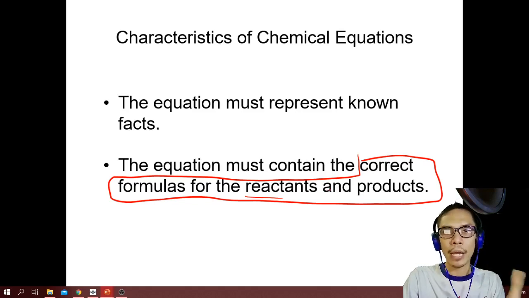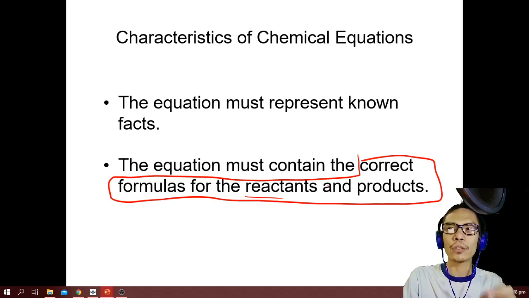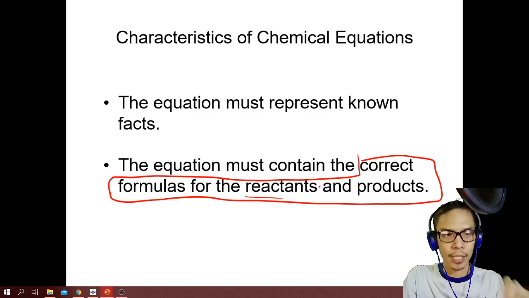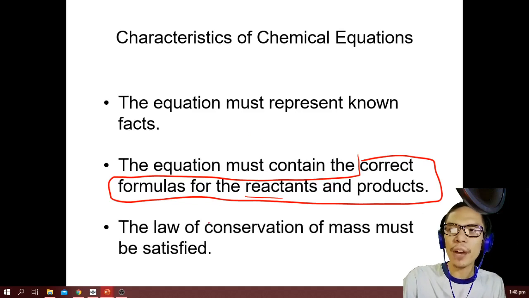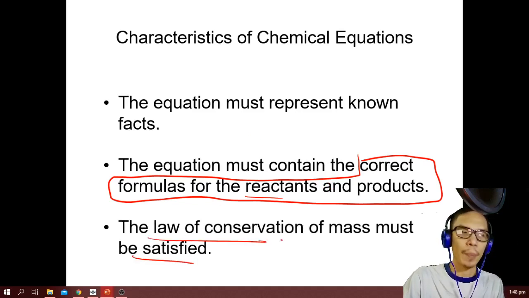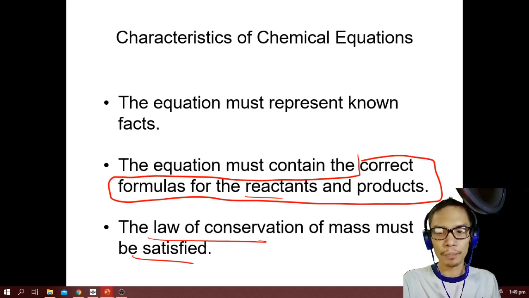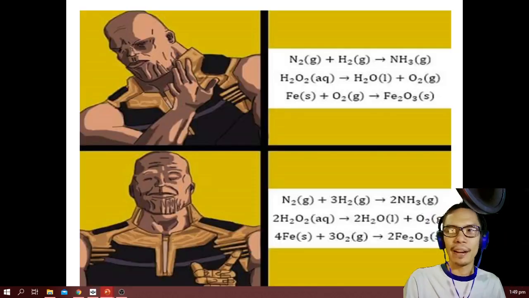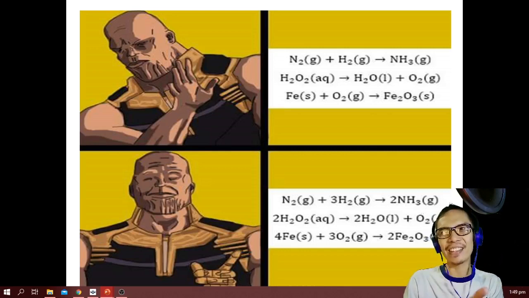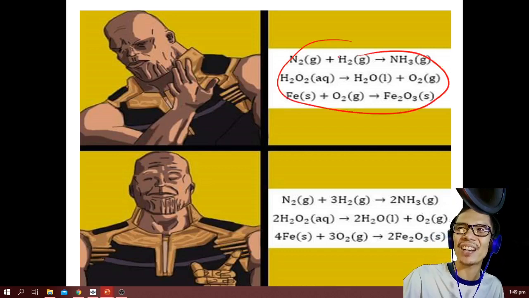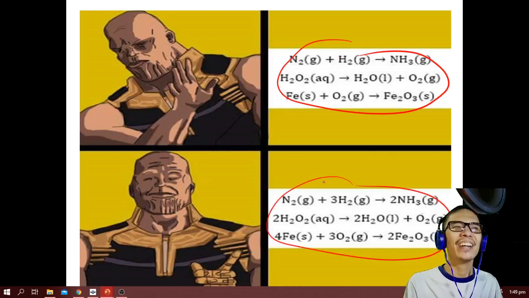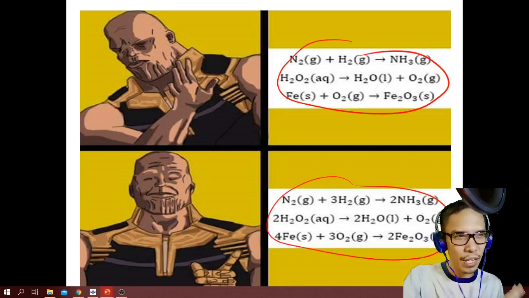That is why, before you enter this topic, I warned you that you should first know how to write chemical formulas. And it must follow the law of conservation of mass respectively. So before you follow the law of conservation of mass, it must have correct formulas. Next one. Just like Thanos said, perfectly balanced everything. From an unbalanced chemical reaction to a balanced chemical reaction.